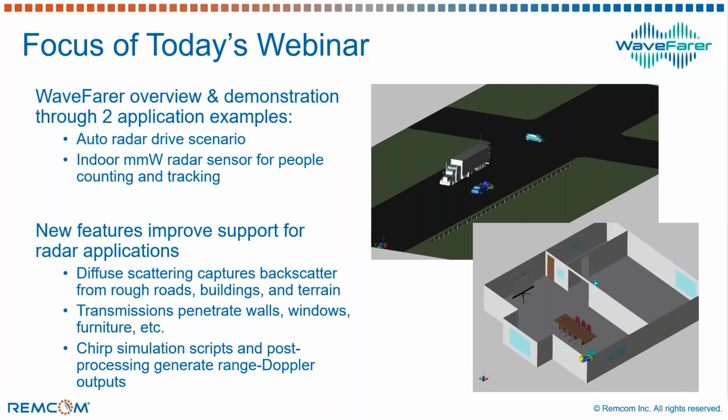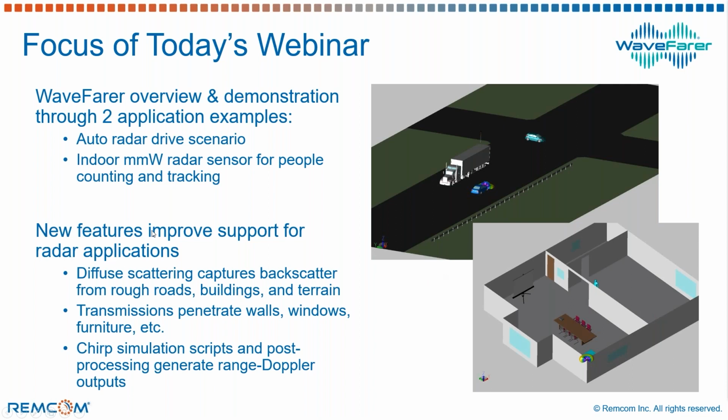So the focus of today's webinar is on an overview of new features and capabilities, and we're going to do this by going through a couple of examples. Our first is a drive scenario at an intersection that we have set up, and our second is an indoor radar scenario that's emulating a scenario that uses an indoor millimeter wave radar sensor for people counting and tracking in an office.